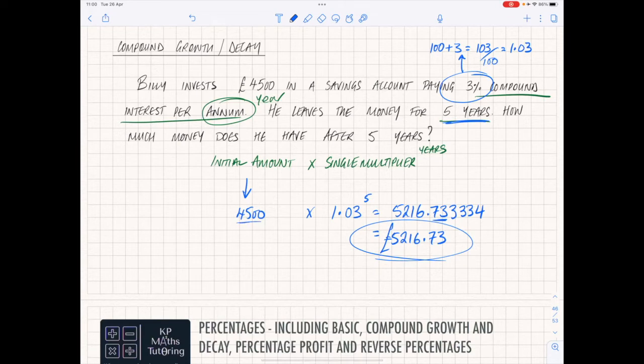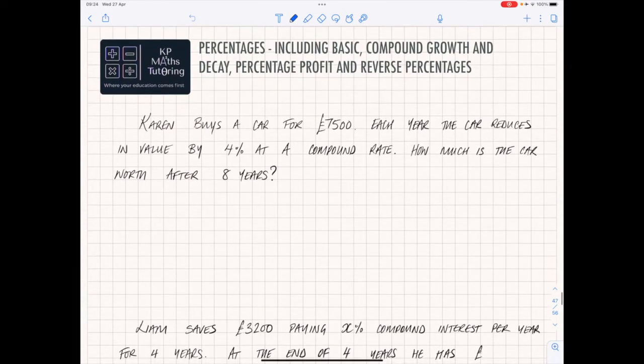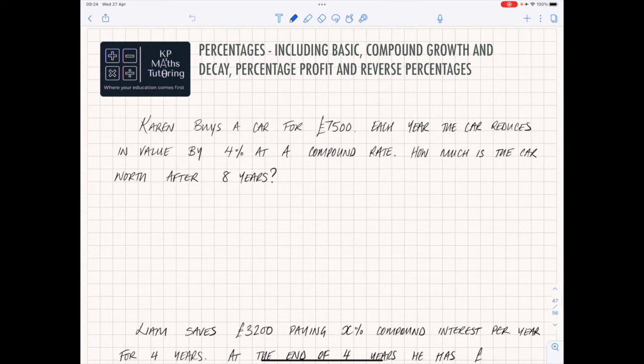So he's got an increase from £4,500 up to 5,216. So he's increased by £716.73p. Okay, that's how you do your compound interest. Okay, so moving on now, we're going to look at what happens here, where this is a compound change.